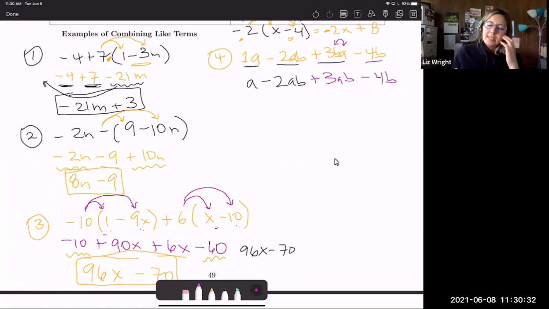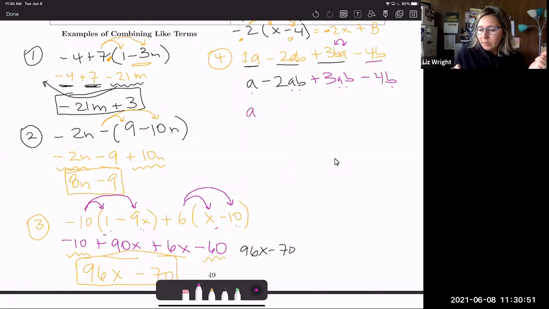So now look across and think alphabetically, which one's going to come first? I've got an a term, an ab term, another ab term, and a b term. Alphabetically, the single a will come first. So I'm just going to rewrite that one. There's nothing else for me to combine with it. So I'm going to have a.